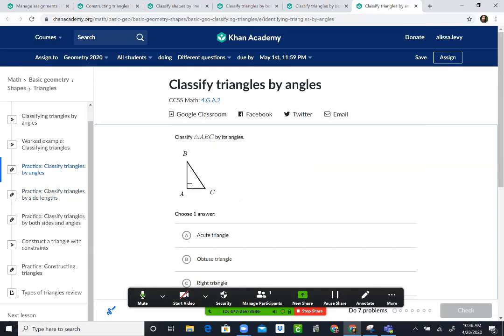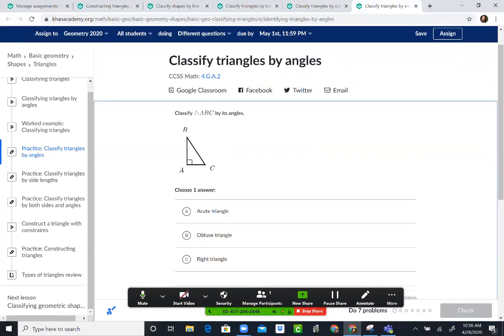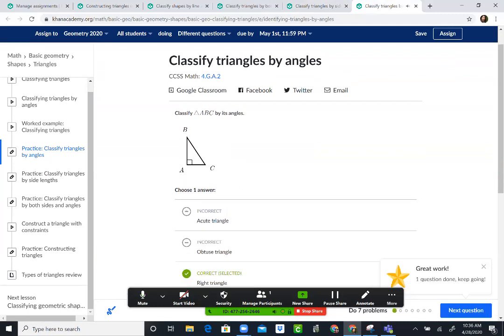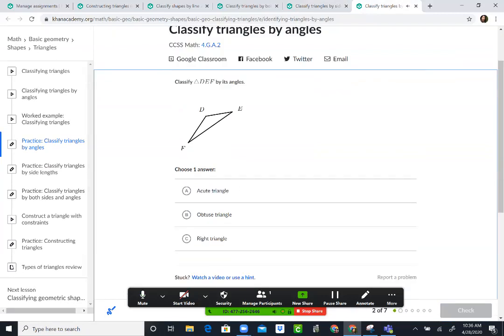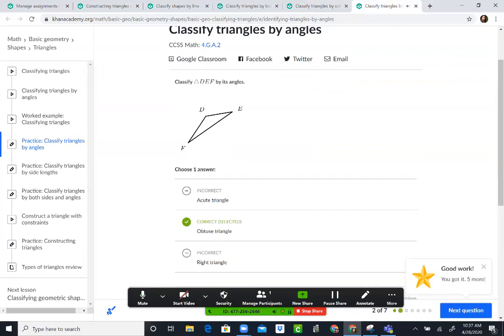Then we have classifying by angles. With angles, you can either have a right triangle with a right angle in it, just like this one, or you can have an acute triangle where all the angles are less than 90, or an obtuse triangle where at least one angle is greater than 90. This one, you have this very wide angle up at D, which is greater than 90, so that makes it an obtuse triangle. And we'll do one more.